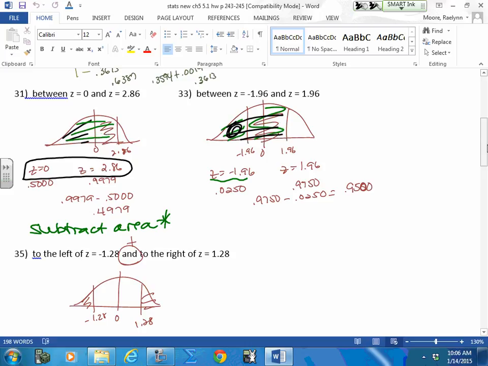Well, when you look up in your table the area to the left of negative 1.96, I'm going to lie, because you always read your area to the left in your table. Your table always reads the area to the left. Okay, this is a different problem. If I ask you for the area to the right, then you have to take your area and subtract it from 1.